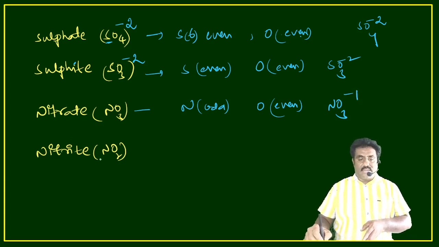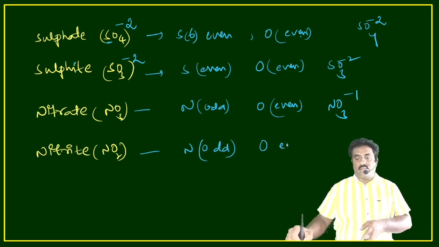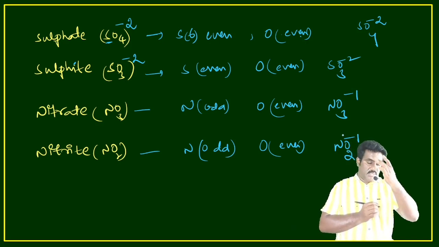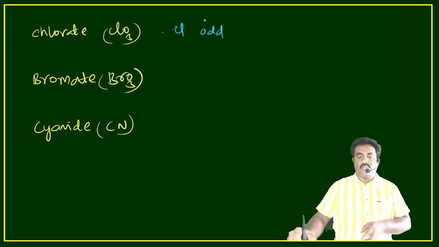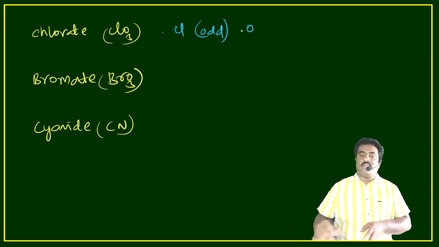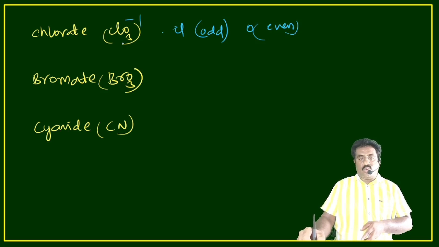Look at nitrite, NO2. Nitrogen is odd because it belongs to fifth group. Oxygen is even. So NO2, odd and even, the charge is -1, NO2 -1. Go for the next example, chlorate. Chlorine belongs to what group? Seventh group, so chlorine is odd. And oxygen belongs to 6, it is even. Odd and even, the charge is -1.